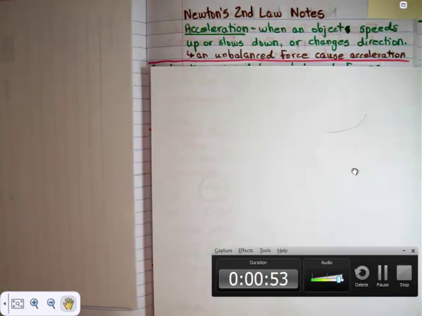Newton's second law of motion is all about acceleration. Remember that acceleration is when an object speeds up or slows down or changes direction. So basically, any change in motion is acceleration, and an unbalanced force is what causes that acceleration. So we're going to take a look at a little presentation, and then we'll come back to this page and finish taking notes.